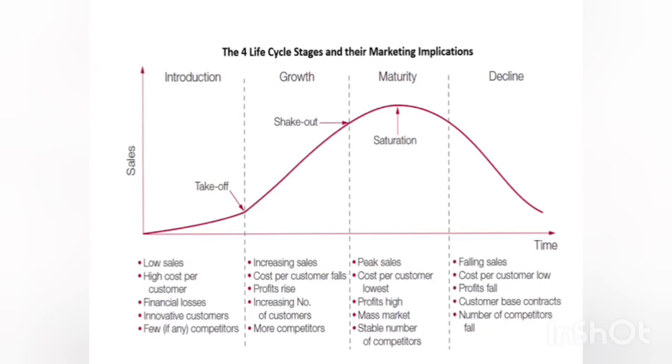After the maturity stage, once the product has reached a saturation point, it enters the decline stage, in which the sales tend to fall, the cost per customer is low, the profits also fall and the customer base contracts. Also, the number of competitors falls. So these are the typical 4 product life cycle stages any product goes through.